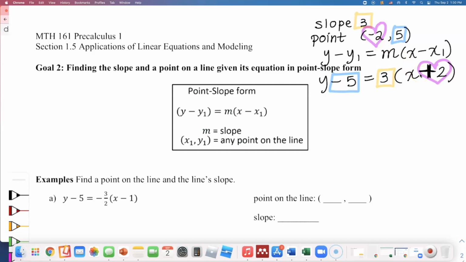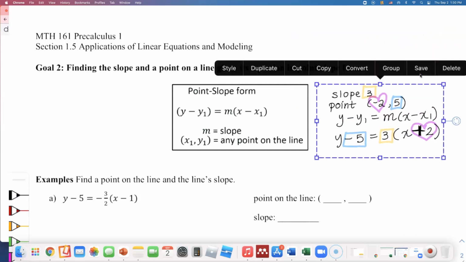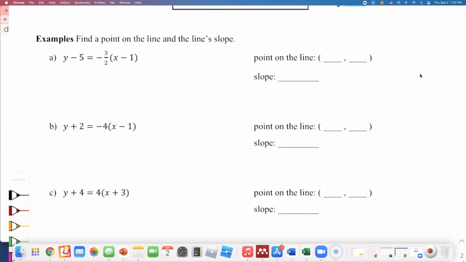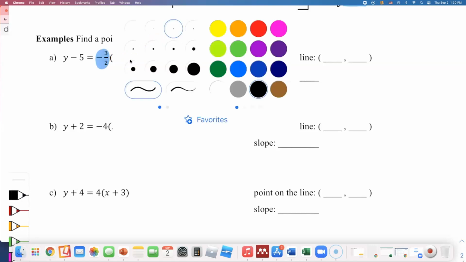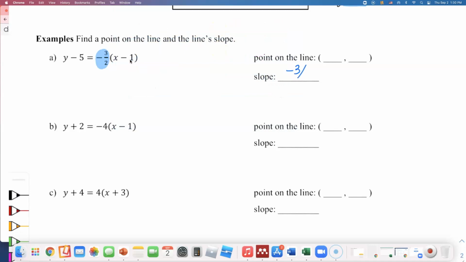Let me go ahead and go over some of these examples with you. I'll do the easier ones first, the slopes. So find the point on the line and the line slope. Slopes are just going to be always a number in front of that factor that has x minus x1. So here the slope is going to be -3 over 2. Slope's the easy part, you guys. Next, slope of this line is simply -4. It's just where we see it. And the last one, the slope is 4.